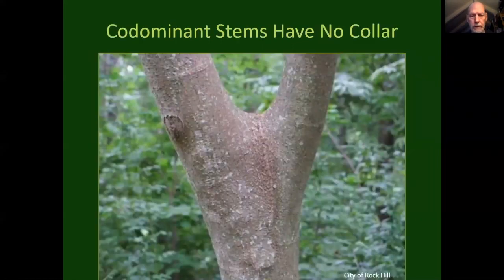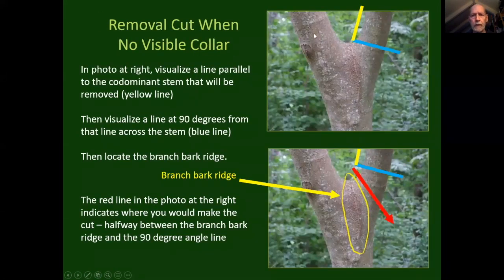Okay, well, here's a codominant stem. This one's codominant. This is the one you'd want to have be your lead, but there's no branch bark collar. What there is, is the ridge line. Okay, so here's what we're going to do with it. We're going to do a little geometry here. We're going to, in our minds, draw a line parallel with the branch that we're going to be taking off. And then we're going to draw a right angle line across the base of it, or at right angles to the parallel line with its growth. And then we have the ridge. And we're going to make our cut halfway between the two, right here.